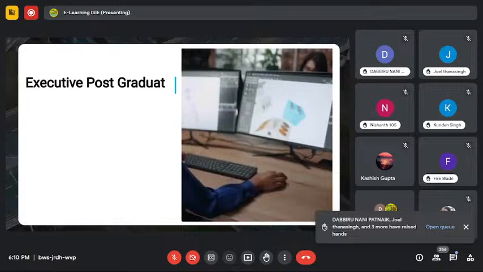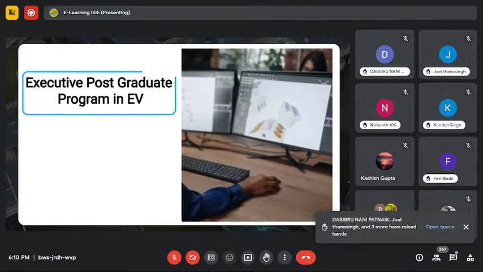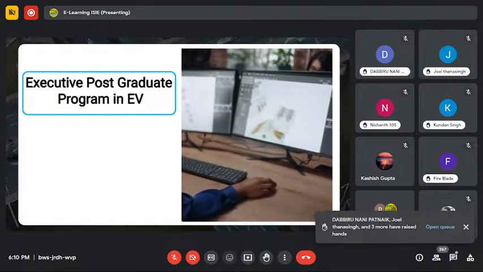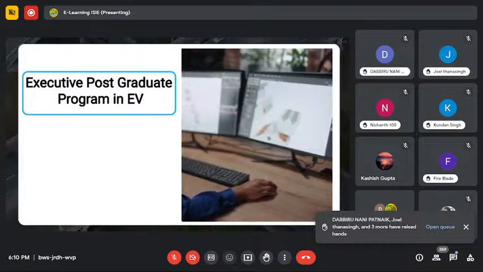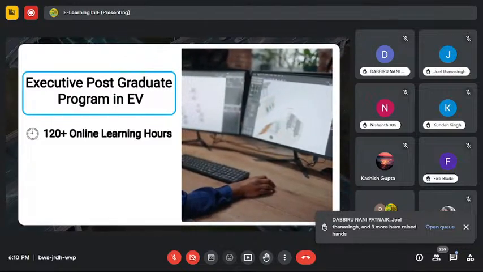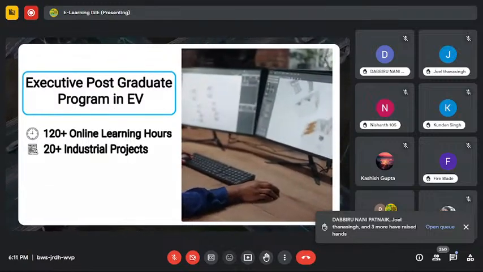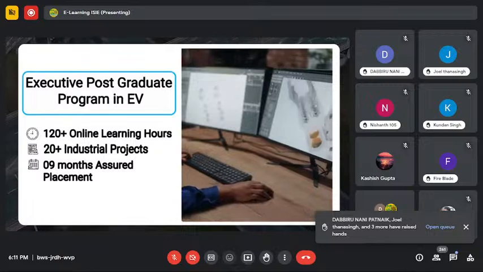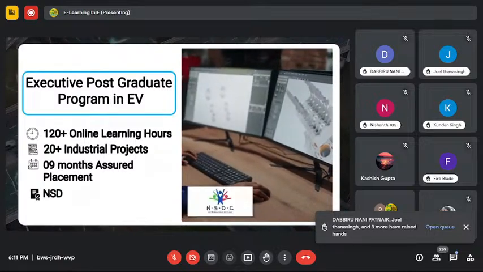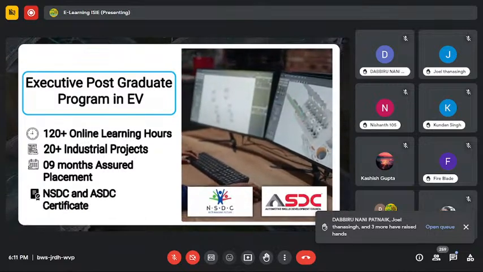Our executive postgraduate program in EV is specially designed for working professionals who want to upskill themselves or are looking for a career change in the EV industry, with 120 plus online learning hours and 20 plus hours of industrial projects. It is a 9-month assured placement course with globally valid certification from NSDC and ASDC, Government of India.